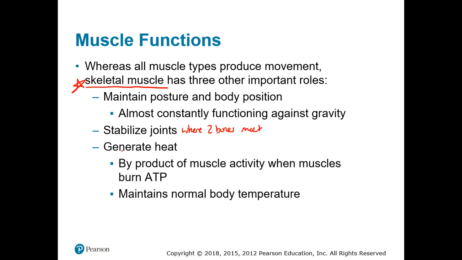And then the last thing is our skeletal muscles actually generate heat. Whenever our skeletal muscles are working and trying to make more ATP, the product that it gives off is heat. And this skeletal muscle actually allows us to do another important function, which is maintain a normal body temperature.